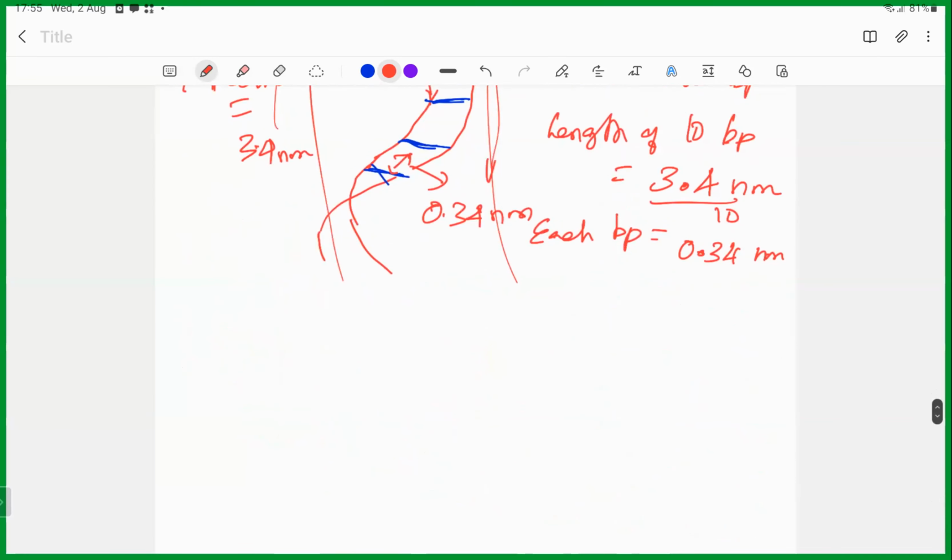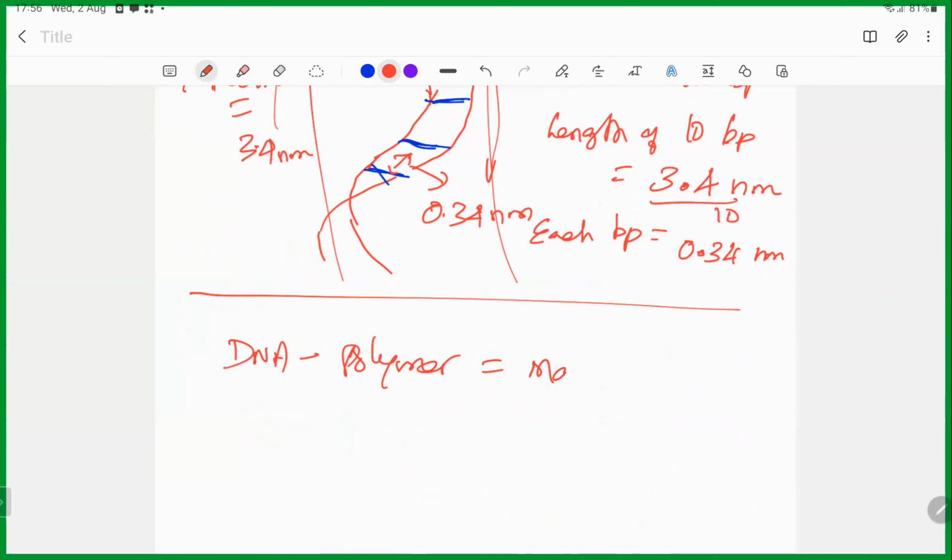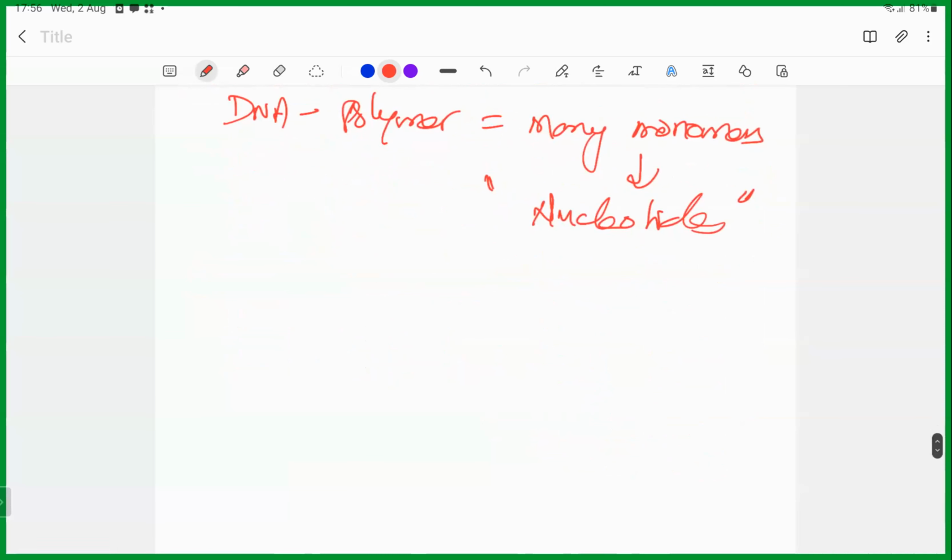And so DNA is a polymer. This is the basic structure. Polymer means what? Macromolecule, a bigger molecule. Many monomeric units are there. So DNA is a polymer consisting of many monomers. What are these monomers called? Nucleotides. DNA is a polymer which is made up of monomers called nucleotides.